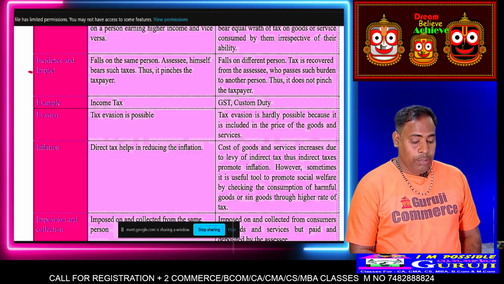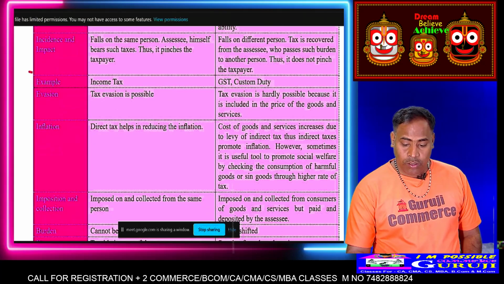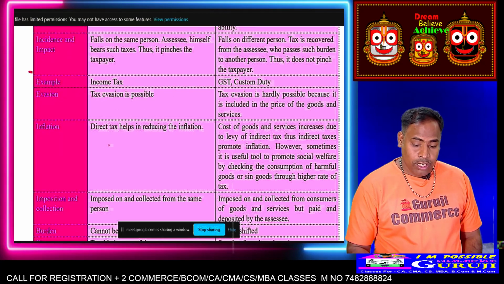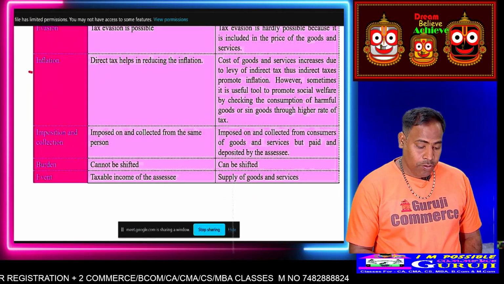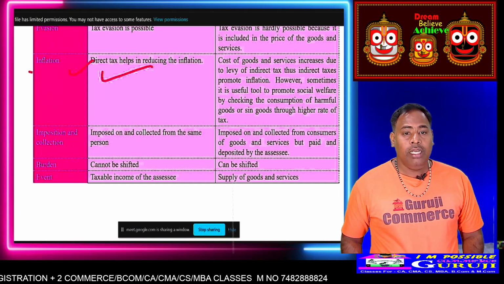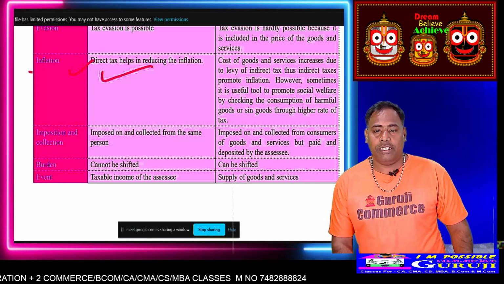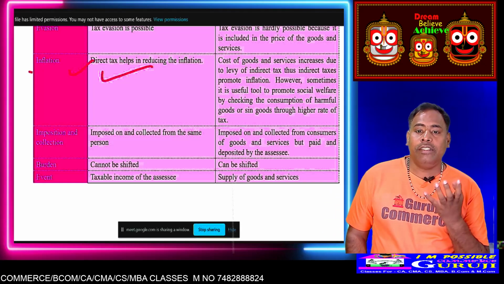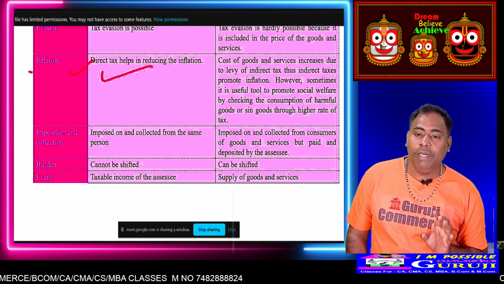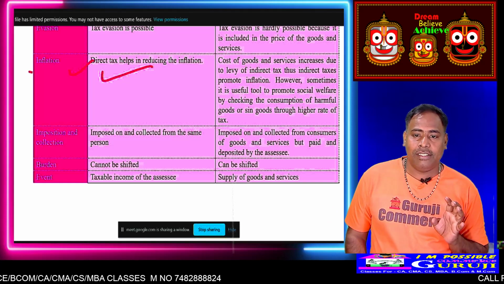Here, inflation. Direct tax helps in reducing inflation. Inflation means the cost of the product will increase and the value of money will be reduced. Am I right?